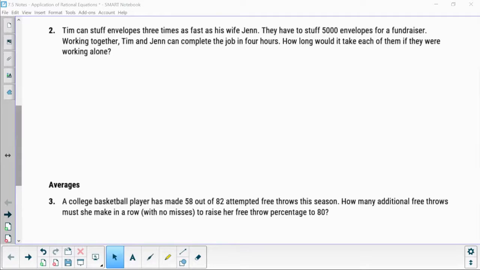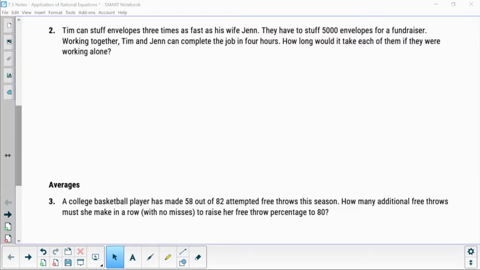So let's go ahead and look at number 2. Tim can stuff envelopes 3 times as fast as his wife, Jen. They have to stuff 5,000 envelopes for a fundraiser. Working together, they can complete the job in 4 hours. How long would it take each of them if they were working alone?